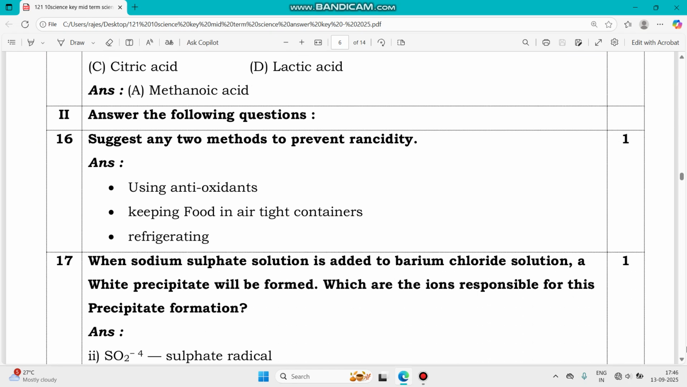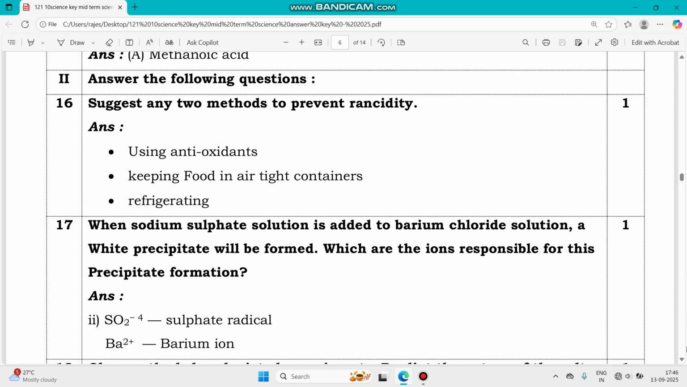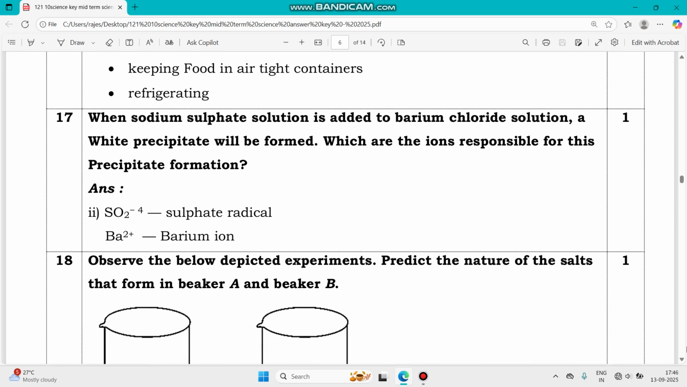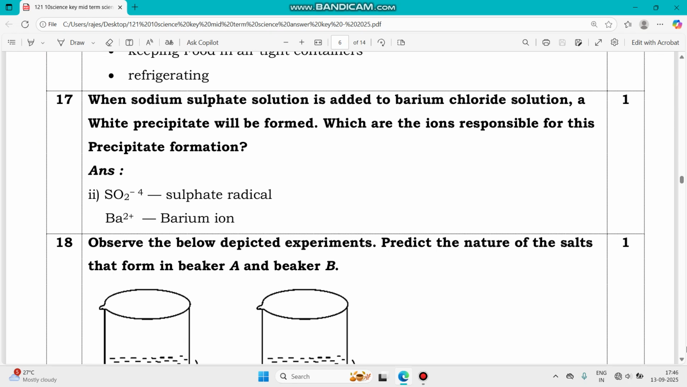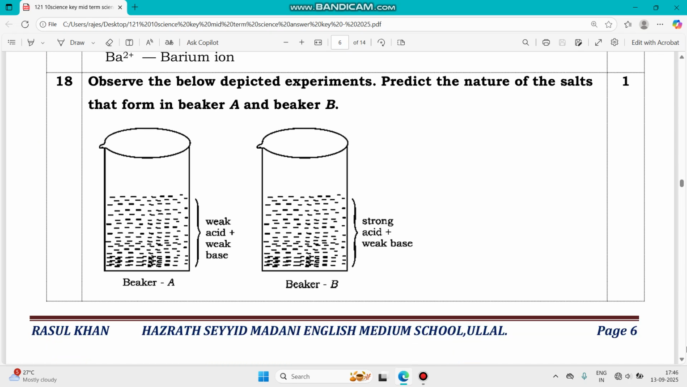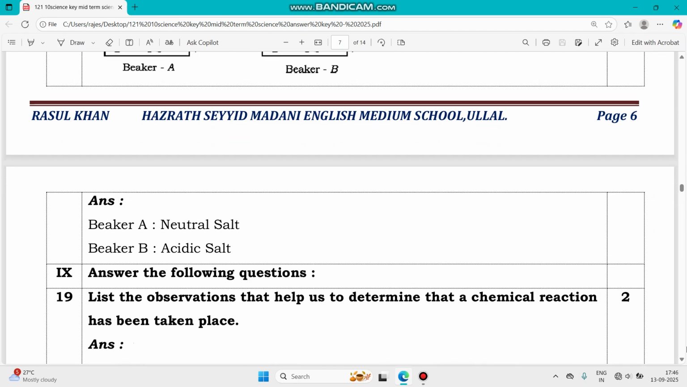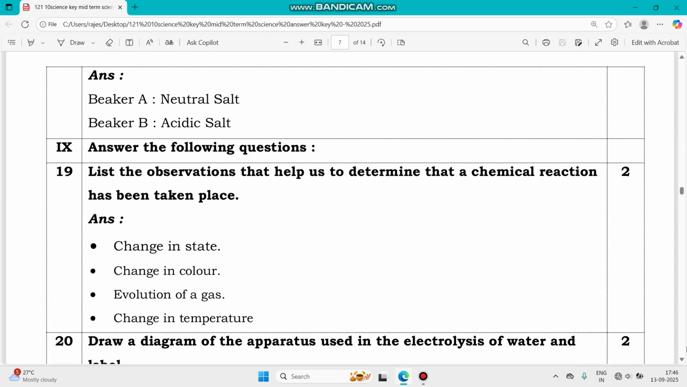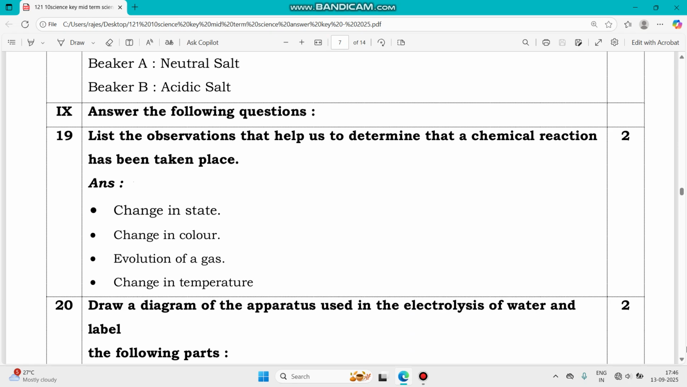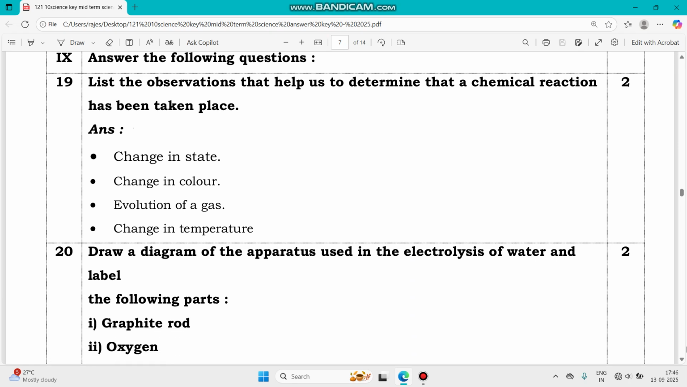So 16th question, suggest any two methods to prevent rancidity. So using antioxidants, keeping food in airtight containers, and in the refrigerator. So 17th one, sulfate radical and barium ion are the salts. So you are seeing these two pictures. Beaker A is a neutral salt and beaker B is an acidic salt. So 19.1, list the observations: change in state, change in color, evolution of gas, change in temperature, that is also called GST-PC.